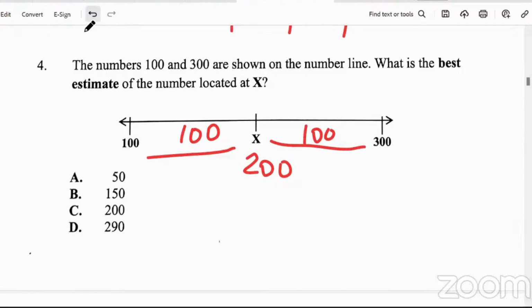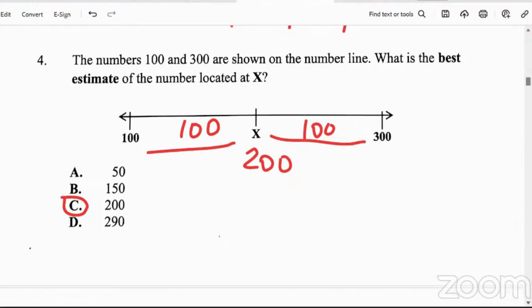And the answer then is C, 200. 290 would not work either because then it would have been just 10 more to get to 300, and the difference between 100 and 290 would have been 190. So you would not have the same on both sides, not an equal distance between the sets of numbers. So the answer is 200.